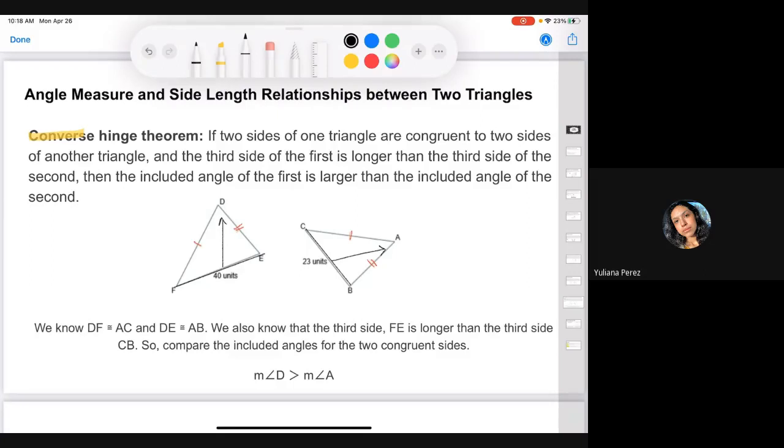So in the other one, you're given the included angle, and that will help you find the third side. And in this one, you're given the third side, and that will help you find the included angle. Okay, any questions?